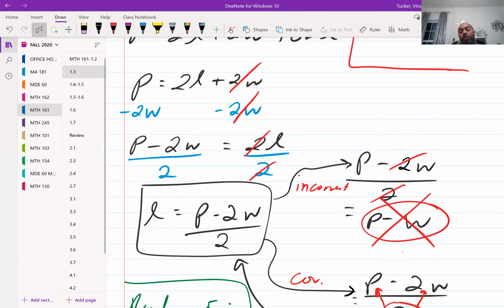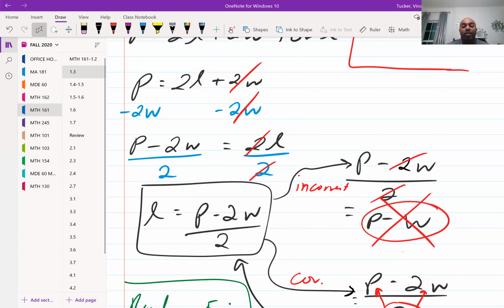Now, before we go any further or even try to look to solve, there's a right way and a wrong way to do it. Let's just make sure that we are okay with P minus 2W over 2 as an answer. Any questions? All right, so I just want to make sure I'm clear on what you can and cannot do as far as reducing and simplifying an expression of this type.